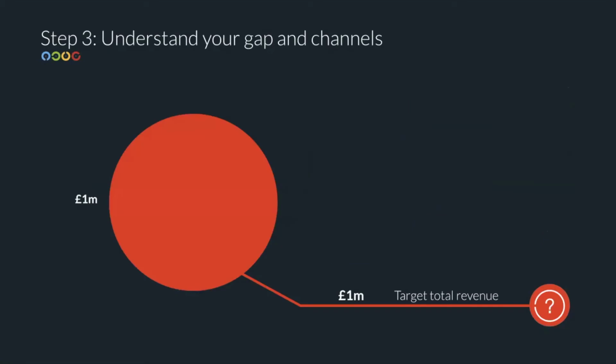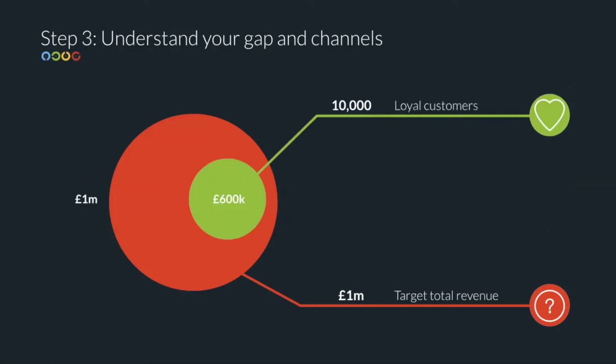Step 3, understand your gaps and channels. So the first thing we need to do is identify our target revenue. So we know that from before, it's £1 million. What we need to do next is look at the total number of loyal customers. We have 10,000 loyal customers. We know they buy 1.2 times a year and they spend on average £50. So that gives us a total revenue of £600,000.